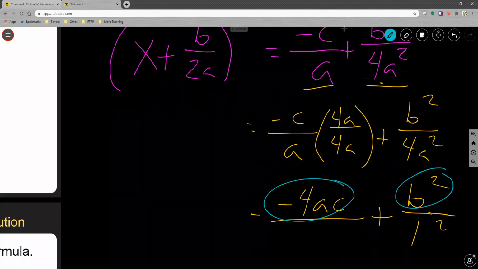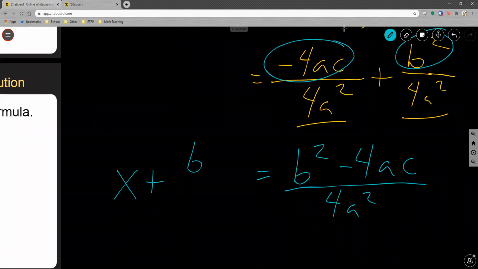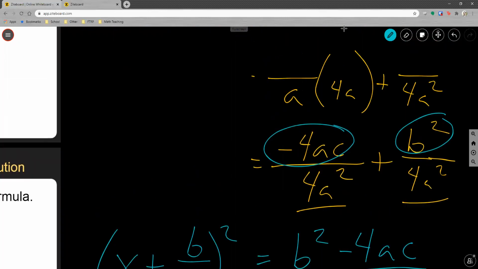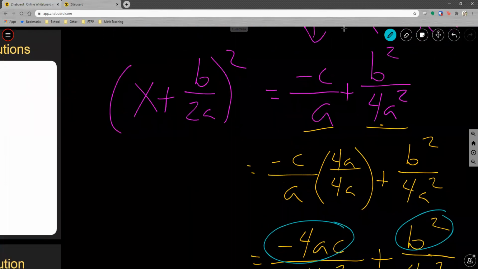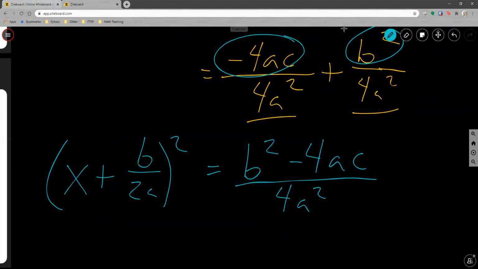And I'm going to bring down the left side. It's a lot of work, but we're almost there. So what I can do now is take the square root on both sides of the equation. So I'm going to go ahead and do that. Let's use green. Square root of both sides.